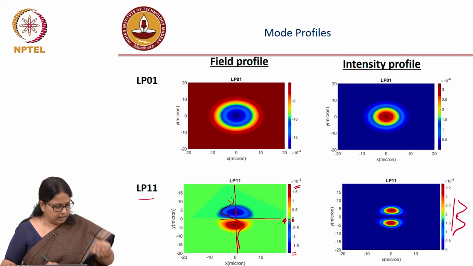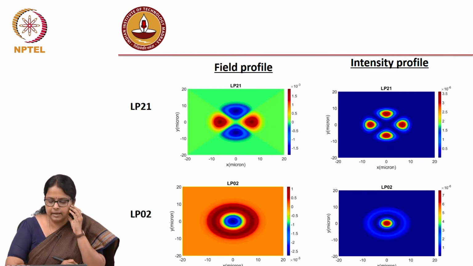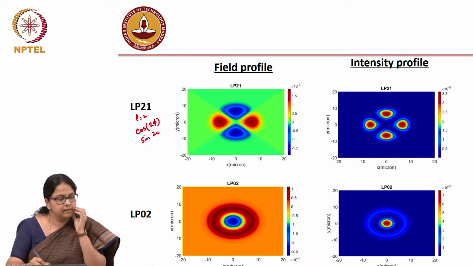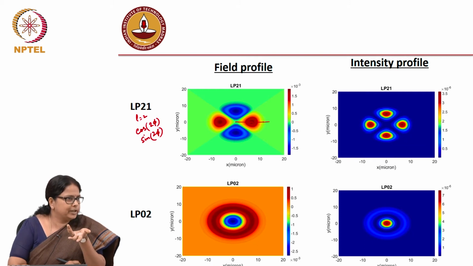right? Similarly, you can have LP21. So L equal to 2, which means you have cos 2 phi and sin 2 phi solutions. Which one is plotted here, cos 2 phi or sin 2 phi? At phi equal to 0, you have something. So cos function is plotted here.